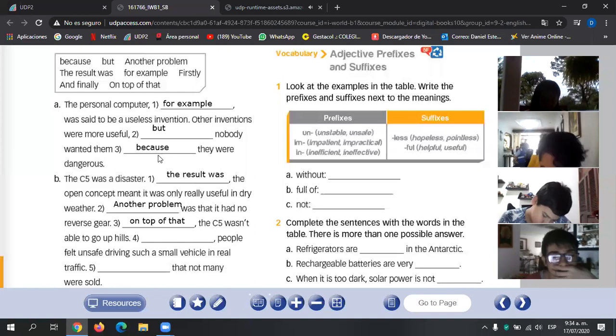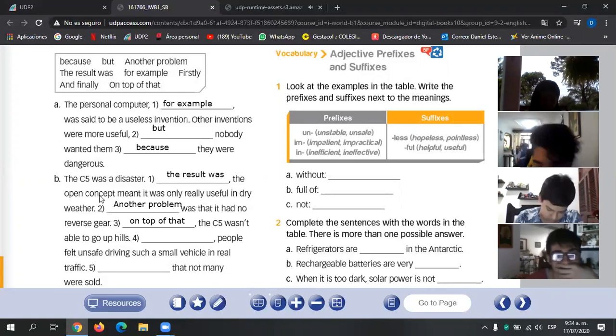Other inventions were more useful, but nobody wanted them because they were dangerous. In the 1930s, to help with the problems of space in people's apartments, the baby cage was invented. It was hung on the outside of people's apartments. It was a good way of making more space inside, but unsurprisingly, people just didn't want to hang their babies outside their windows. Then there are inventions which are useful, but which are badly designed.